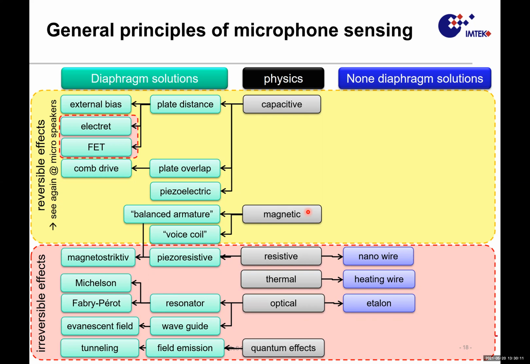We will see something about this as well. So these are basically reversible effects, but then there are also irreversible effects like resistive change. We know the piezoresistive or magnetostrictive principles. We can use this to measure tension in a diaphragm which is moving. With thermal effects, this is a totally different idea. We are talking on the left-hand side always about diaphragm displacement. Of course, there could be non-diaphragm solutions to measure sound.